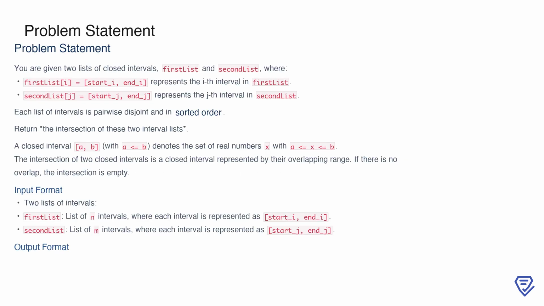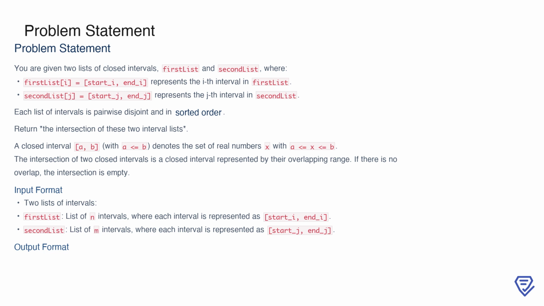In this problem, you are given two lists of closed intervals, first list and second list. Each interval in first list is represented as [start_i, end_i], and each interval in second list is represented as [start_j, end_j]. The key characteristics of these lists are that they are both sorted in ascending order based on their starting points, and the intervals within each list are pairwise disjoint, meaning no two intervals in the same list overlap.